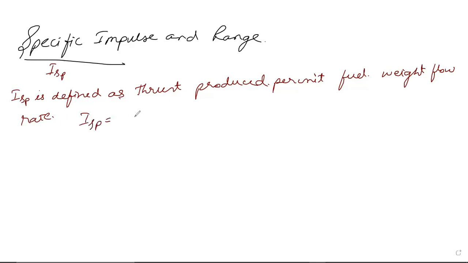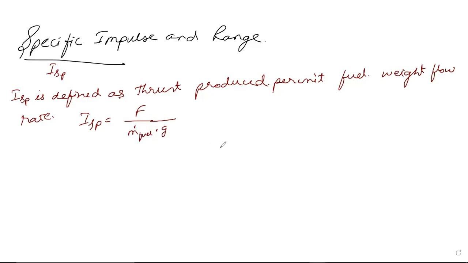ISP equal to thrust produced, which is T. We are taking thrust as F, no? So thrust and fuel weight flow rate. So per unit fuel weight flow rate, so mass flow rate of fuel into G. Okay, this we can consider.